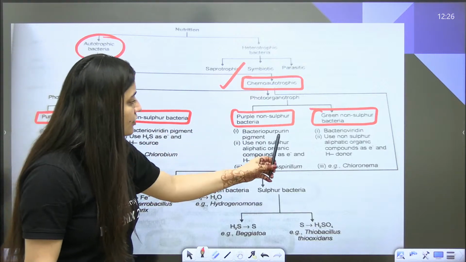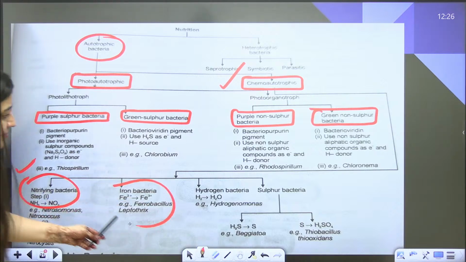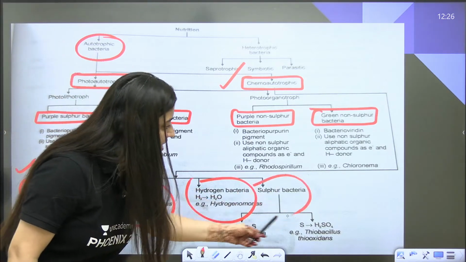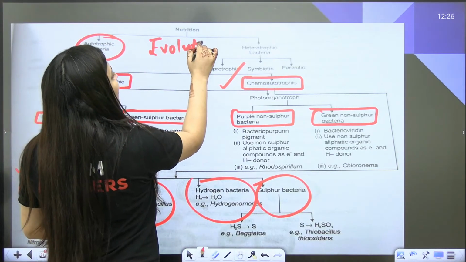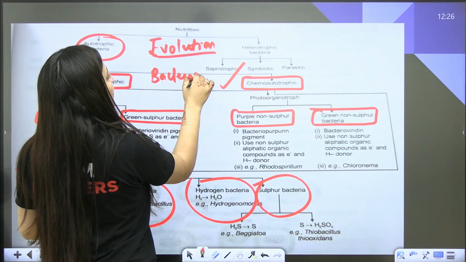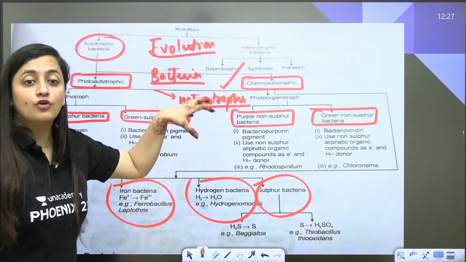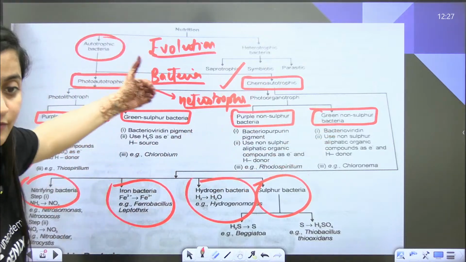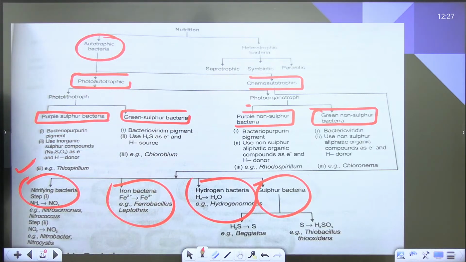They use non-sulfur organic compounds, and then they can make their food. And one is nitrifying bacteria. Nitrifying bacteria, iron bacteria, hydrogen bacteria, sulfur bacteria, they are all examples of chemoautotrophs. When you talk about evolution on planet Earth, initially bacteria came. What kind? Heterotrophs, not autotrophs. Initially heterotrophs came, and then with time autotrophs evolved from heterotrophs. So remember this. Photosynthetic and chemotrophic, purple sulfur bacteria and all, clear.